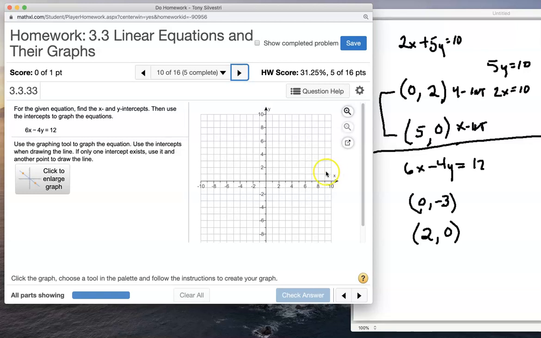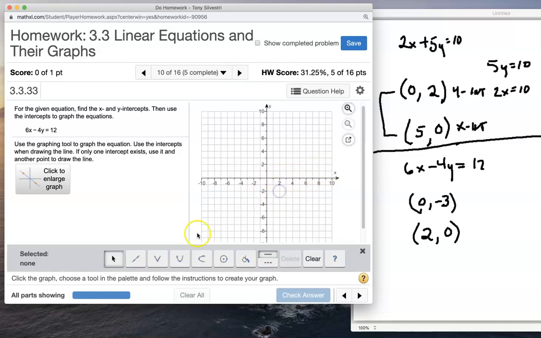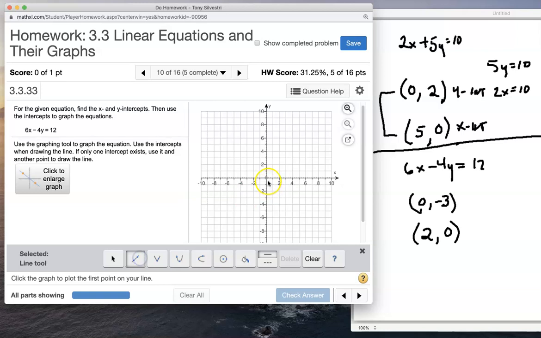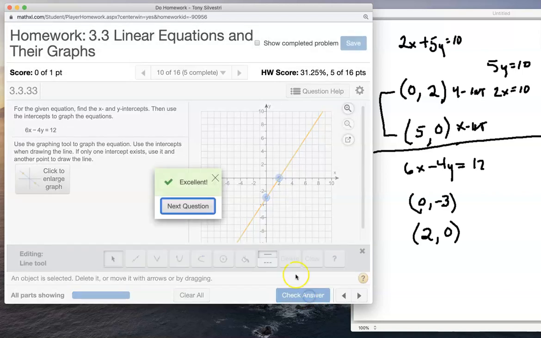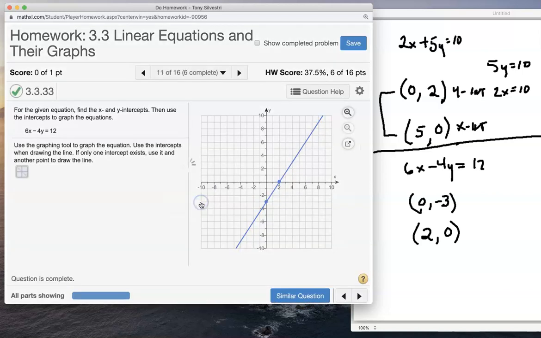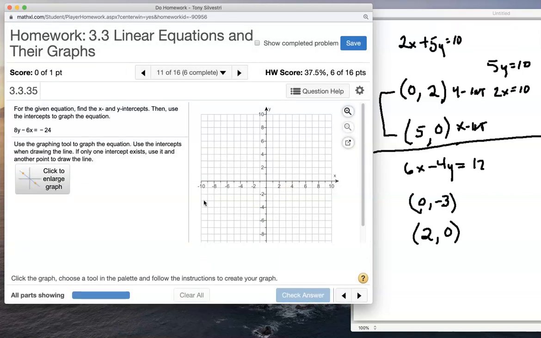Click this. Click this, make a line. What do we got? 0, negative 3. There's your y-intercept. And this is 2, 0. That's your x-intercept. Go for it. Excellent. Nice. Intercepts are fun.